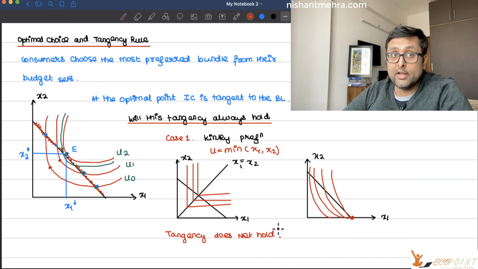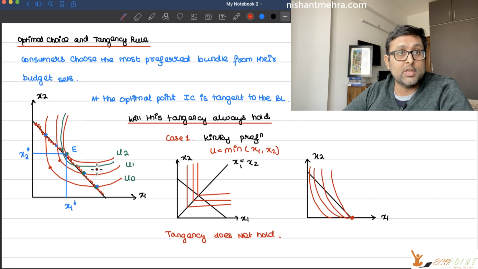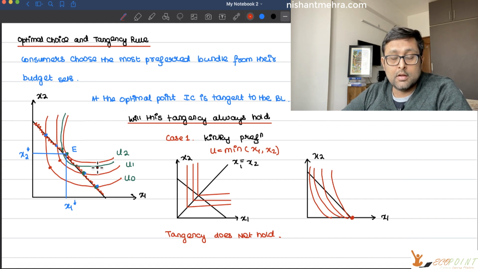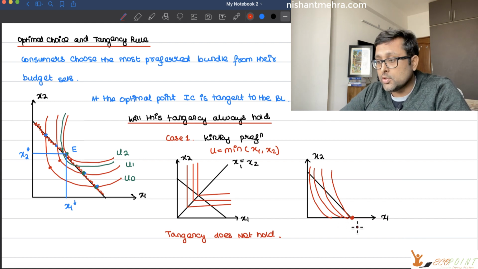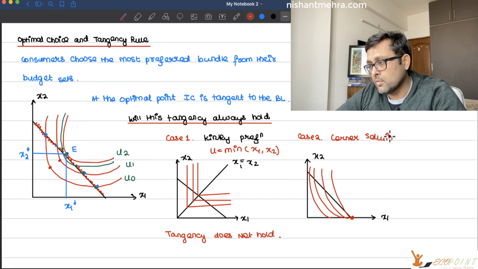Here the slope of the indifference curve and the slope of the budget line are not the same. At point E, the slope of the indifference curve and the slope of the budget line are the same, but here it is not. So this is the case of the boundary solution. Case 2, corner solution. Or you may also say boundary solution.